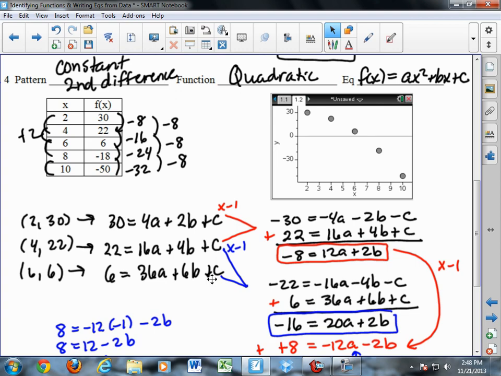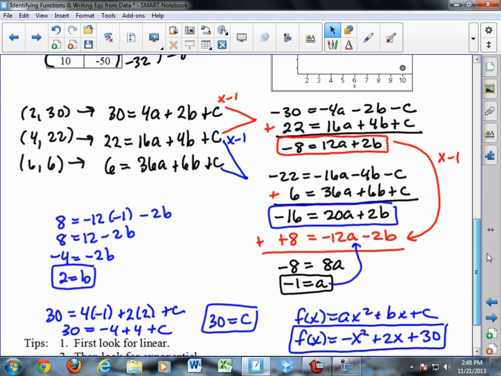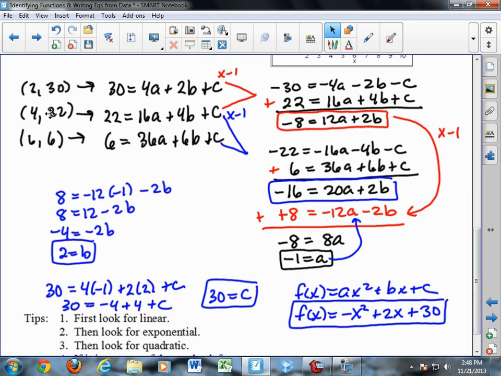To solve this system of equations, I select the first 2 equations and multiply the first one by -1 so that I have opposite values for c. And then when I add the 2 equations together, the c's drop out and I get -8 equals 12a plus 2b. Now I want to create another equation with a and b in it so I can get rid of the b, so I pick a different pair of equations. So I picked number 2 and 3, multiplying the equation number 2 by -1. So those are down here. And notice when I add them together, the c's drop out again, getting -16 equals 20a plus 2b.